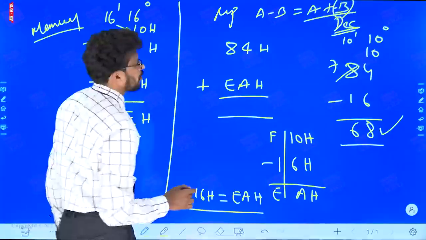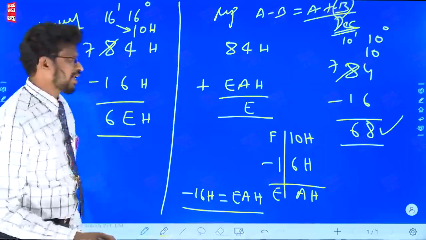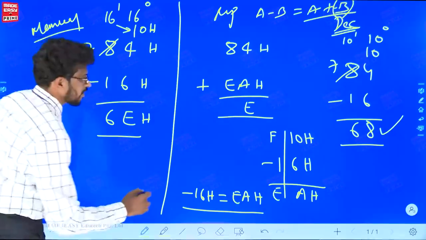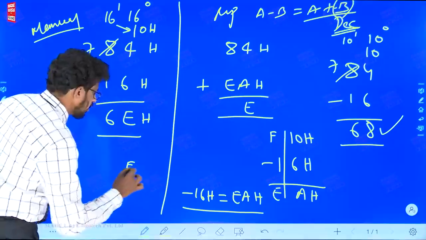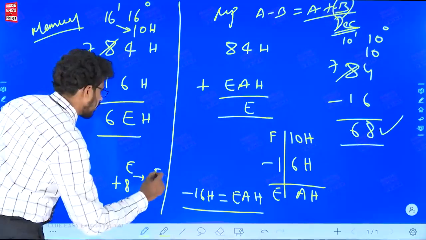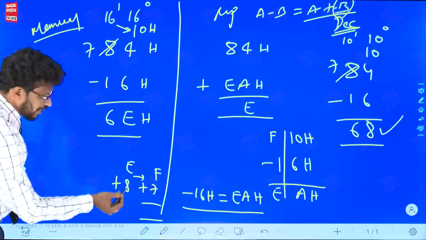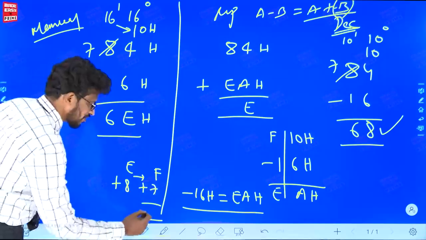10 plus 4 is 14. 14 is E, and 14 plus 8 is 22. Or, as the shortcut I have already discussed, E plus 8 can be written as F plus 7. Both are the same, so that you can solve easily. E plus 8 or F plus 7, both are the same. F plus 7 is how much?